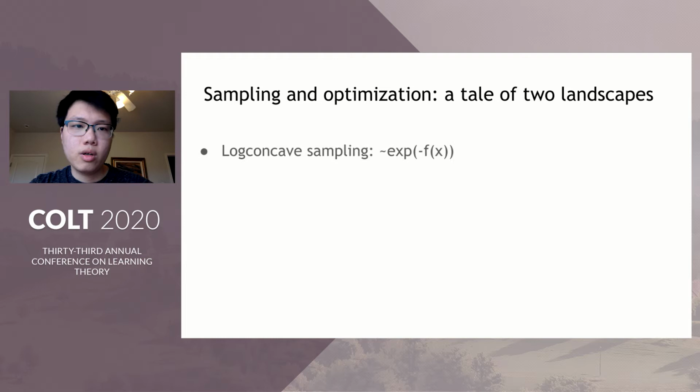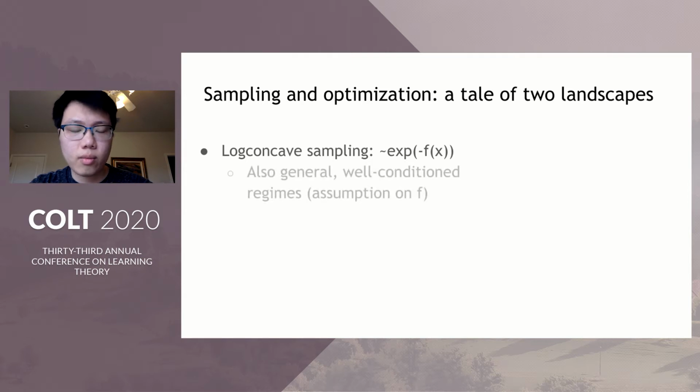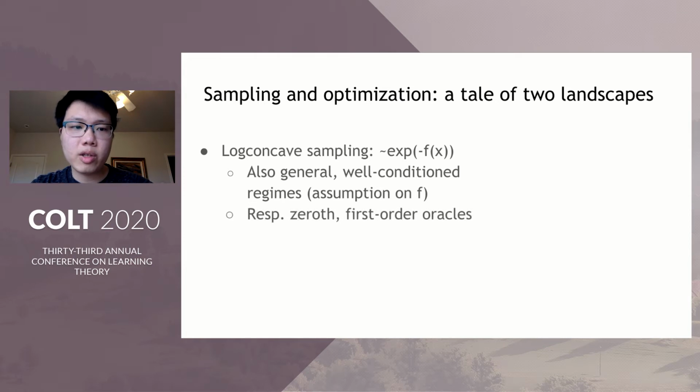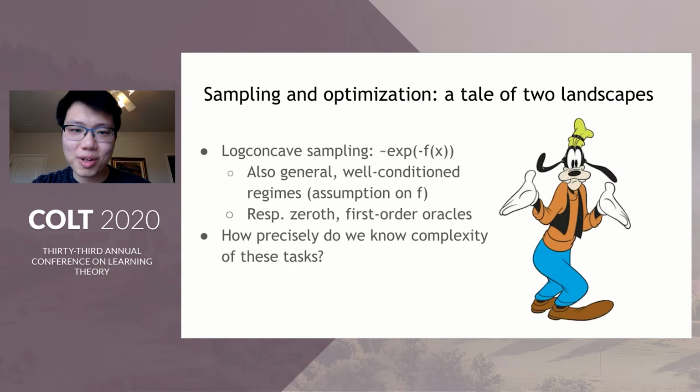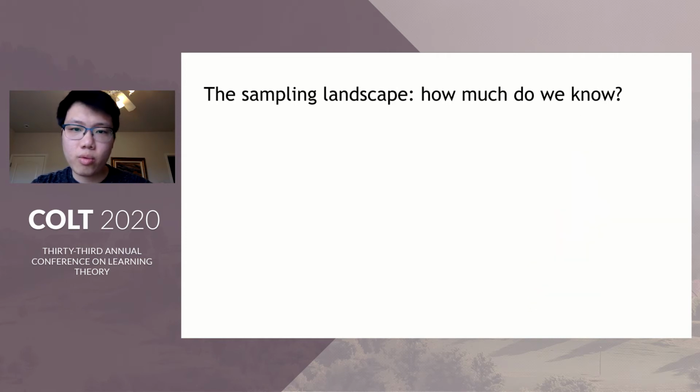Cool. So now let's talk about the complexity of log-concave sampling. I'll remind you that this is a task of sampling from exp of minus f of x, where f is convex. In this setting, there are also general and well-conditioned regimes, which correspond to the corresponding assumptions on the negative log density f. And correspondingly, these regimes are studied through the natural lenses of 0th and first order oracles. Now, a natural question to ask is how precisely do we know the complexity of these tasks? And it turns out the answer is not very well at all. We'll see what I mean by this.